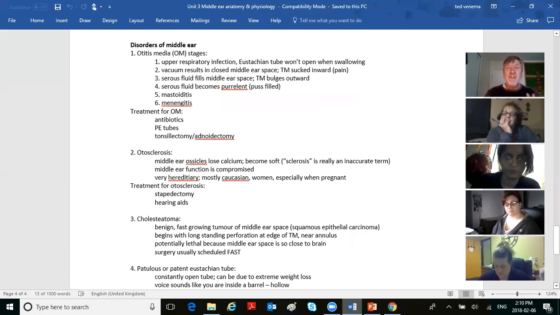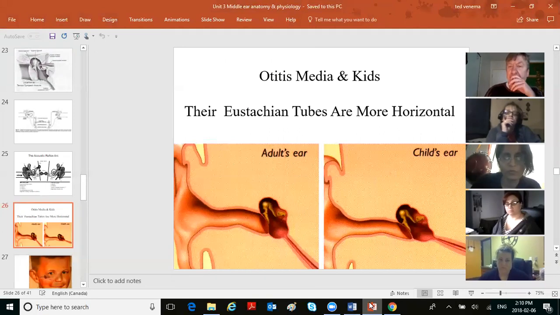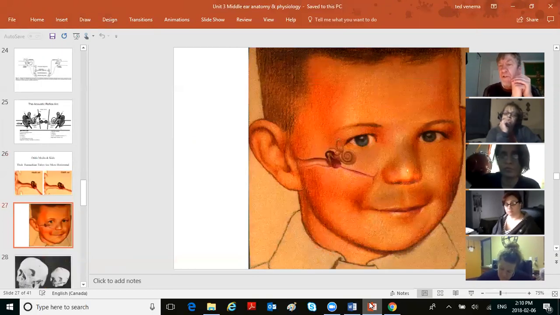Anyway, disorders of the middle ear. The numero uno is otitis media. Children, earaches. Let's look at why. When you look at kids, children have shorter faces. Let's look at this picture here. Here's a little kid.